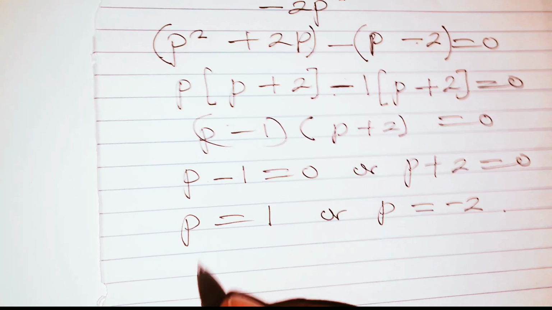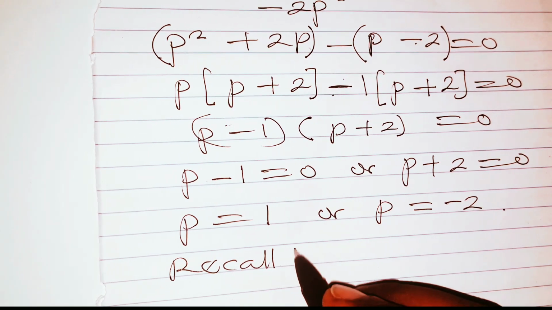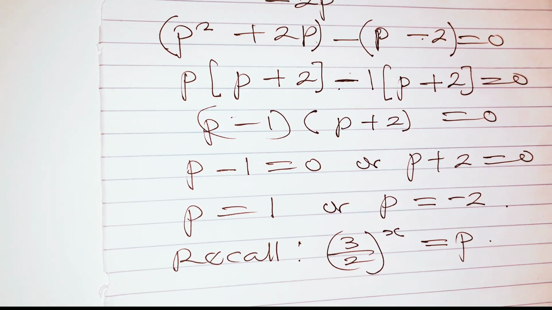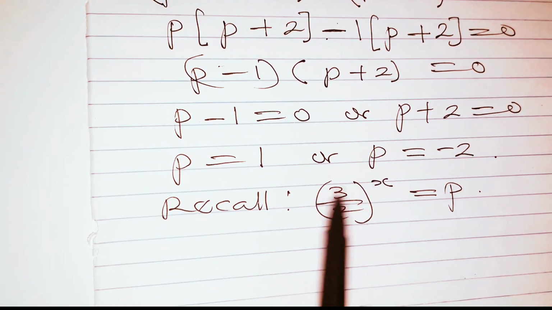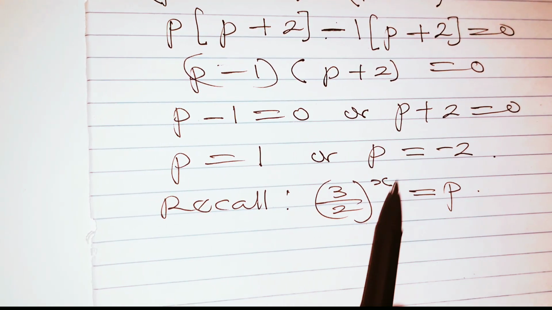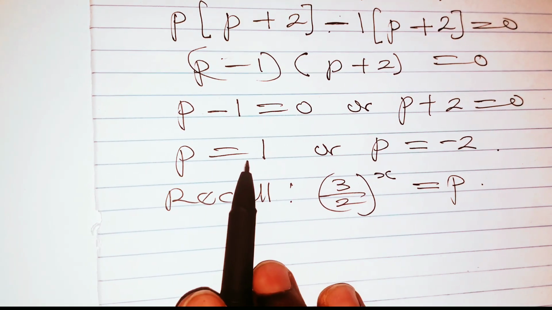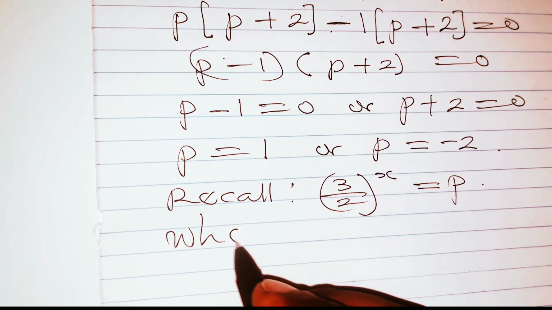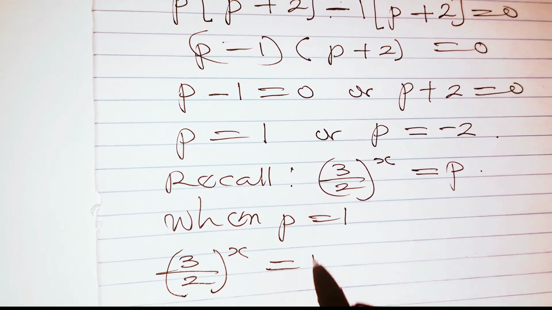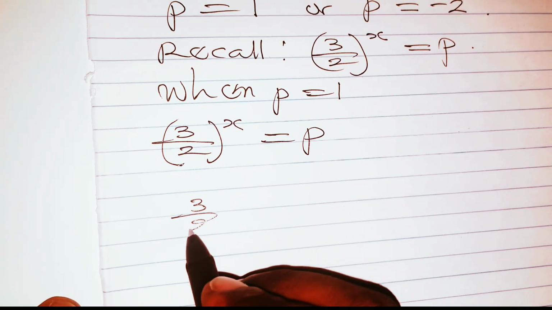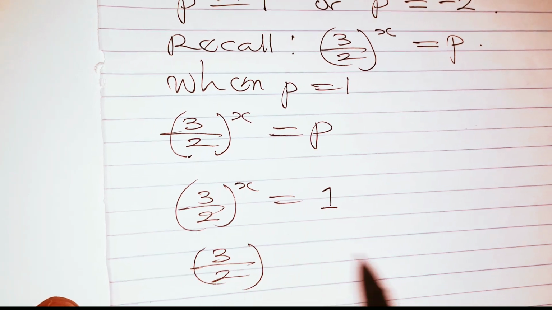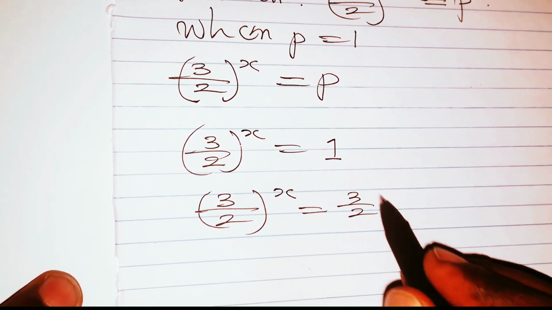So we've got to recall that, don't forget, we said 3 over 2 raised to the power x, we represented it with p. So we have to recall that our 3 over 2 raised to the power of x is equal to p. So if we equate these two, now that we've gotten values for p, we can easily get values for x. So we pick it one after the other. The first one we want to do is when p equal to 1. Don't forget we said 3 over 2 raised to the power of x equal to p. And then this one is going to be 3 over 2 raised to the power of x equal to 1. And then we can write it out as 3 over 2 raised to the power of x equal to 3 over 2 raised to the power 0.